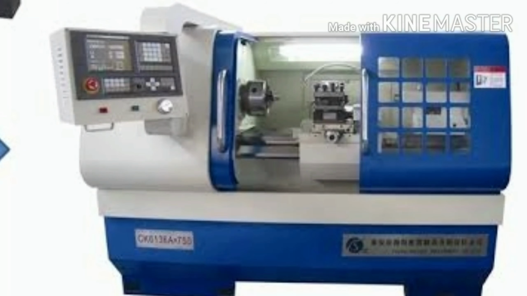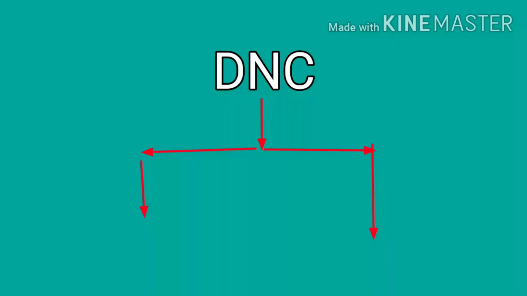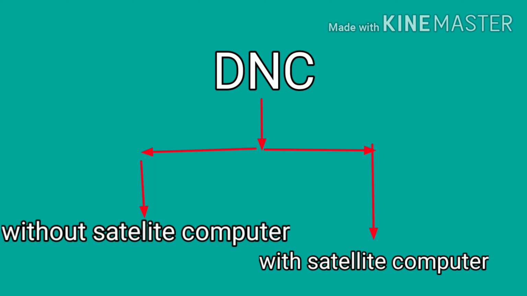In CNC machines, each machine uses its own special computer. But in big manufacturing plants, it is very difficult or tedious to feed the part program to separate computers. To overcome this, the DNC, direct numerical control system, was established. In a DNC system, one central computer sends the actuation signals to a group of computers. The DNC is basically divided into two types: without satellite computer or with satellite computer.